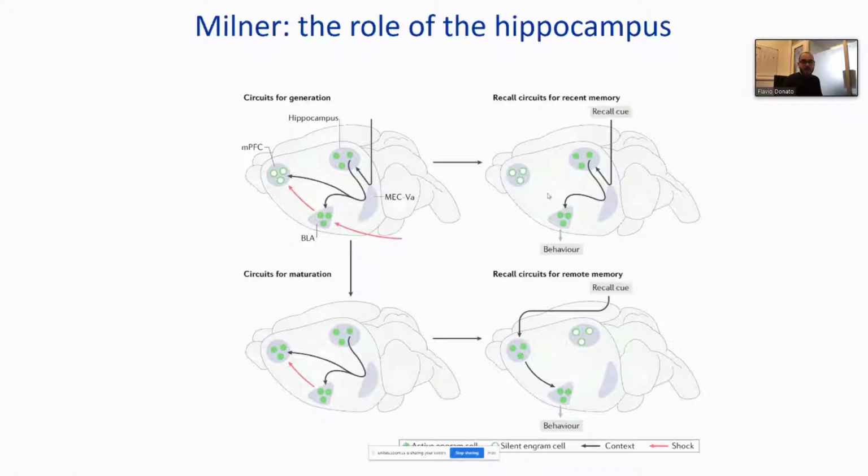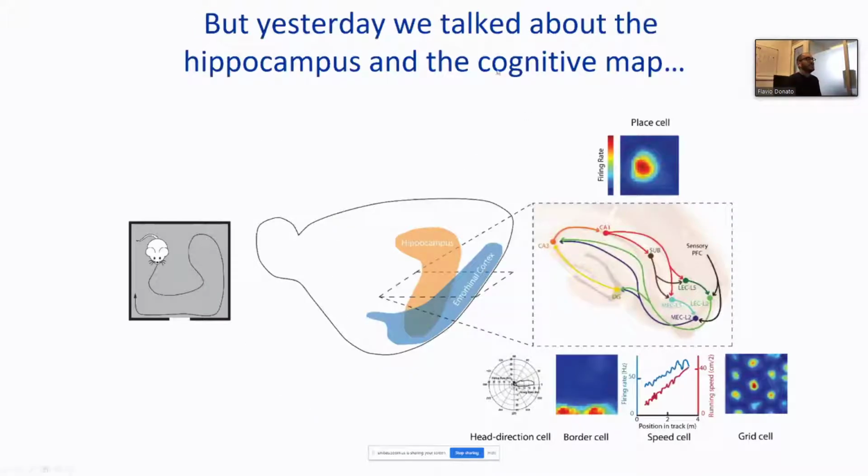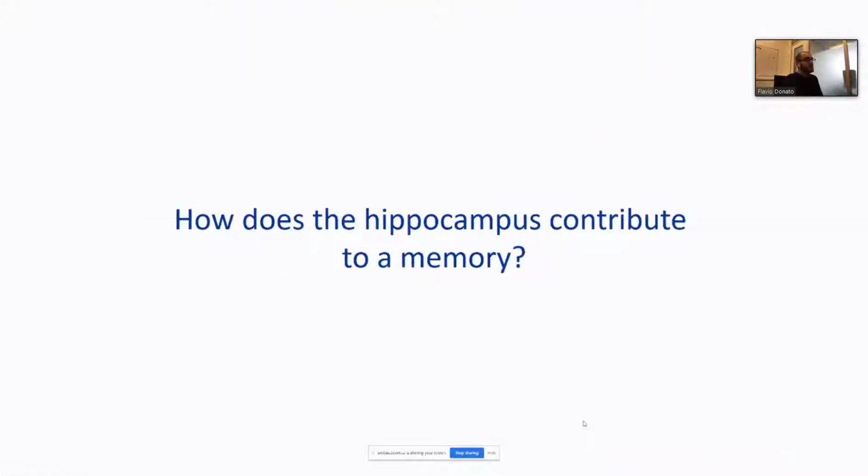And now, I think that you all have a burning question in your mind. Yesterday I told you that the hippocampus had a cognitive map that was mapping space. So there is a sort of disagreement between our physiological recordings that we saw yesterday, the fact that in the hippocampus we have place cells, head direction cells, border cells, speed cells, and grid cells, and the fact that the hippocampus is instead fundamental for the formation of episodic memories. So how do we solve this riddle? How does the hippocampus contribute to memory?